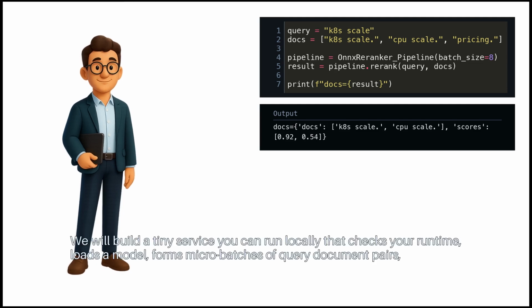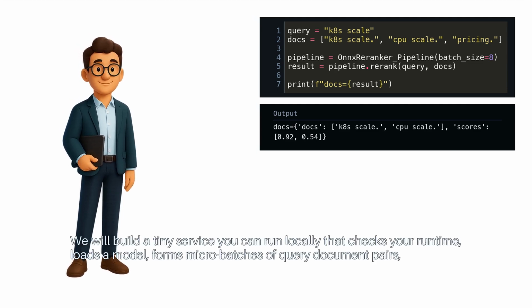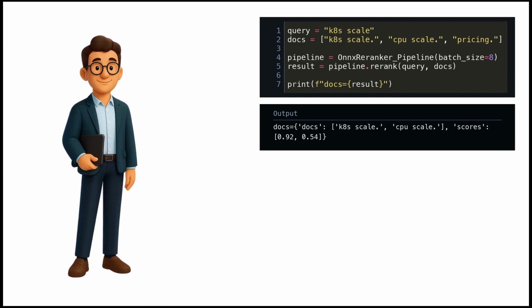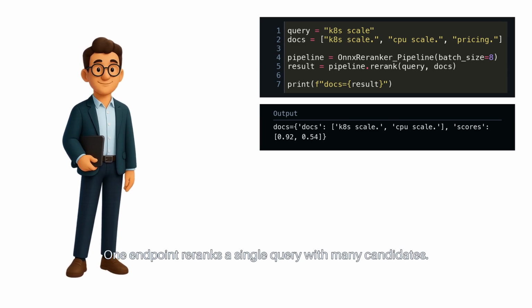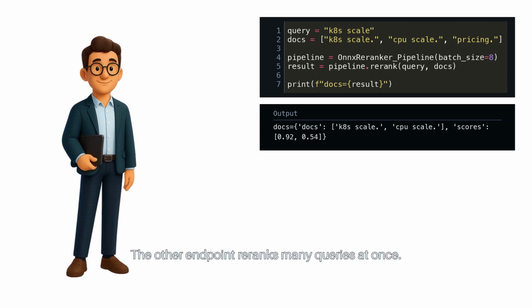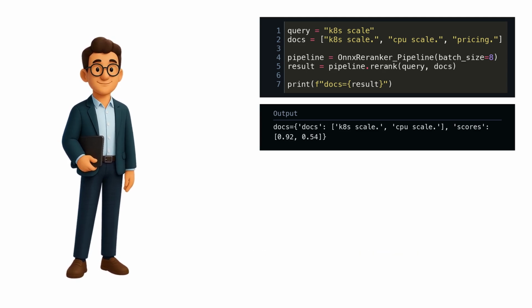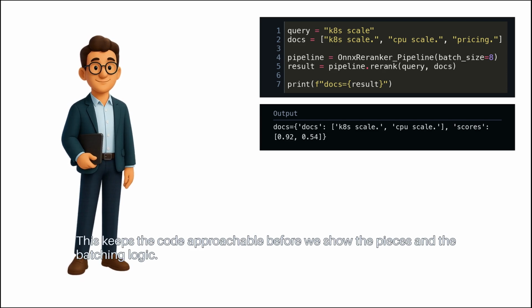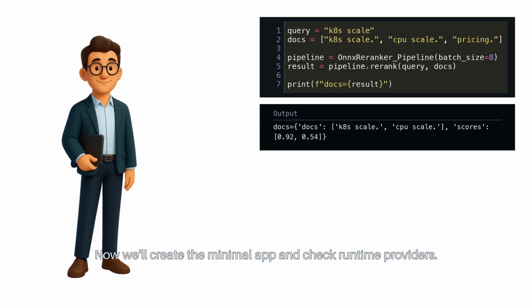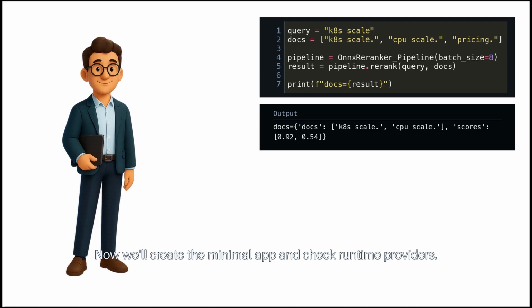We will build a tiny service you can run locally that checks your runtime, loads a model, forms micro batches of query document pairs, and exposes two HTTP endpoints. One endpoint re-ranks a single query with many candidates. The other endpoint re-ranks many queries at once. This keeps the code approachable before we show the pieces and the batching logic. Now we'll create the minimal app and check runtime providers.